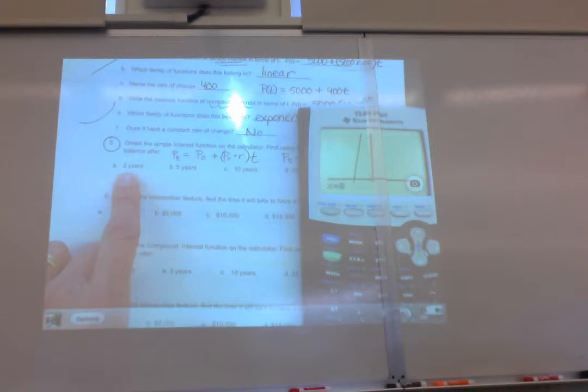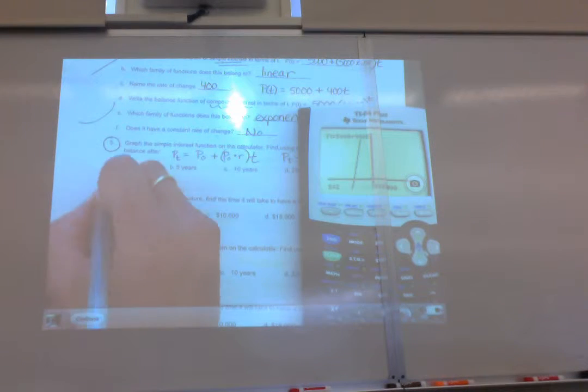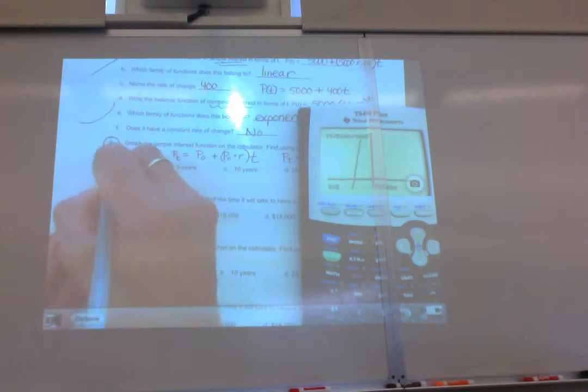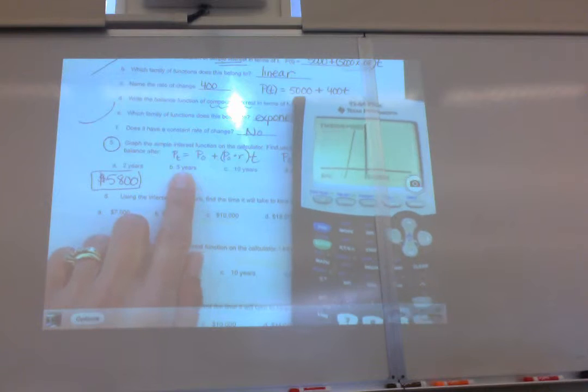So I'm going to push 2, enter. Guess what it gave me? Do you have a Y? Yep. Mine has a Y showing up over here. That's going to be the balance after 2 years. So $5,800. Okay, we're going to do it for 5 years.